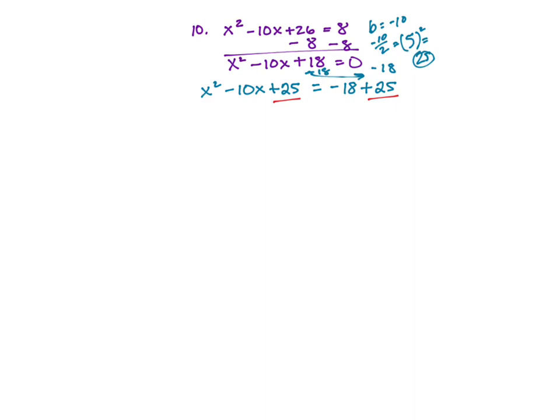Now, why did we do that? Because what can we do now? We can factor. We created a perfect square. What are factors of 25 that make negative 10? But they've got to both be negative. So I could have x minus 5 and x minus 5, or I could have x minus 5 squared. Good. Equals what on the right? 7. x minus 5 squared equals 7. Square root both sides.